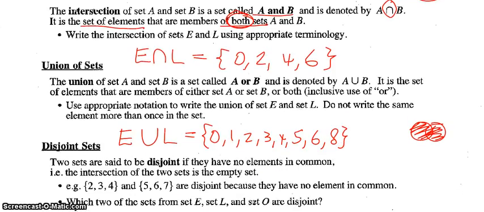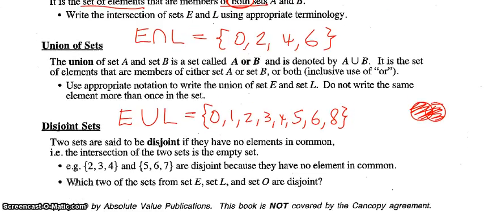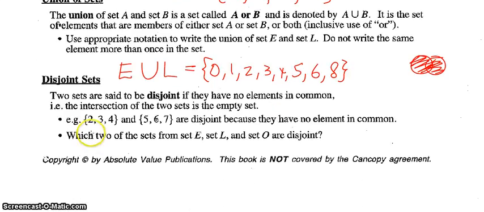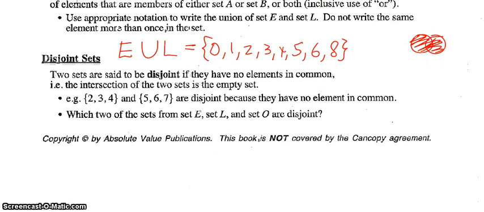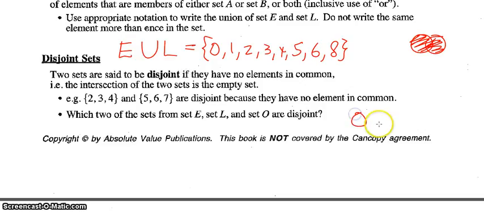Two sets are said to be disjoint if they have no elements in common. So if the intersection is an empty set, then they're disjoint. Which two of the sets from E, L, O are disjoint? Let's take a look. Which ones have no elements in common? O has common elements with L, and E has common elements with L, but O and E have nothing in common. So O and E are disjoint.